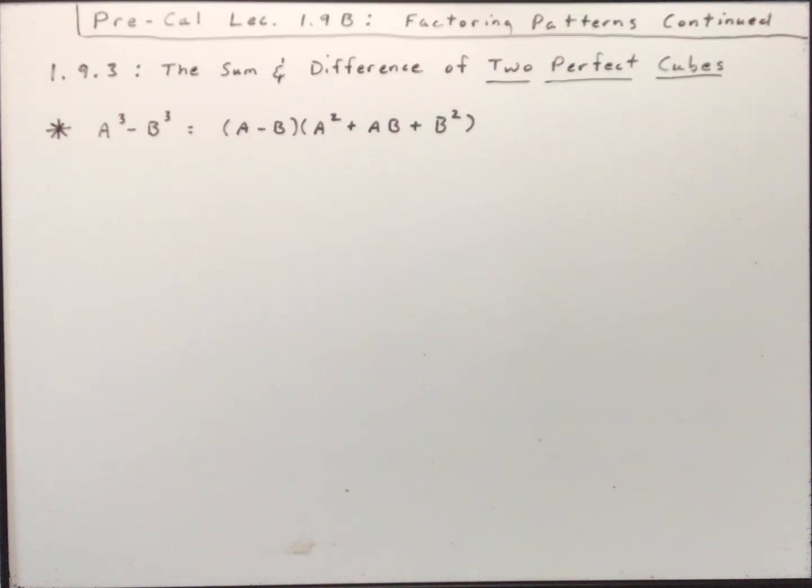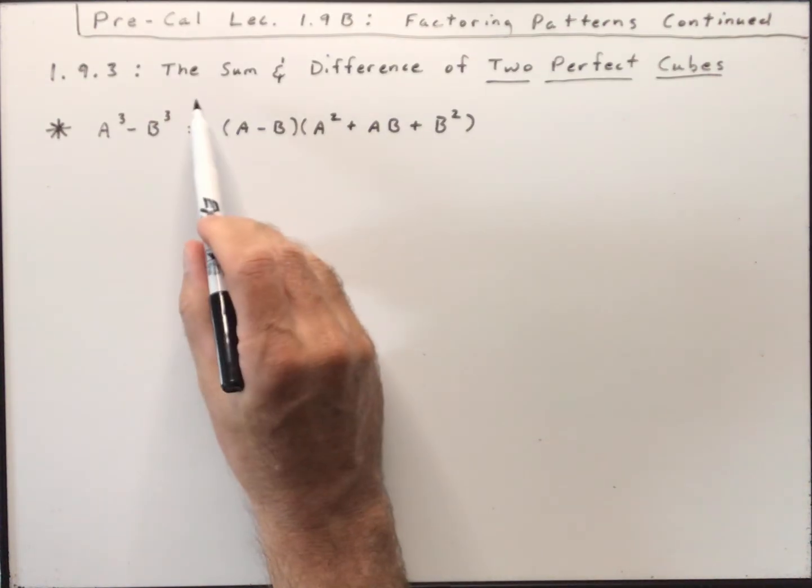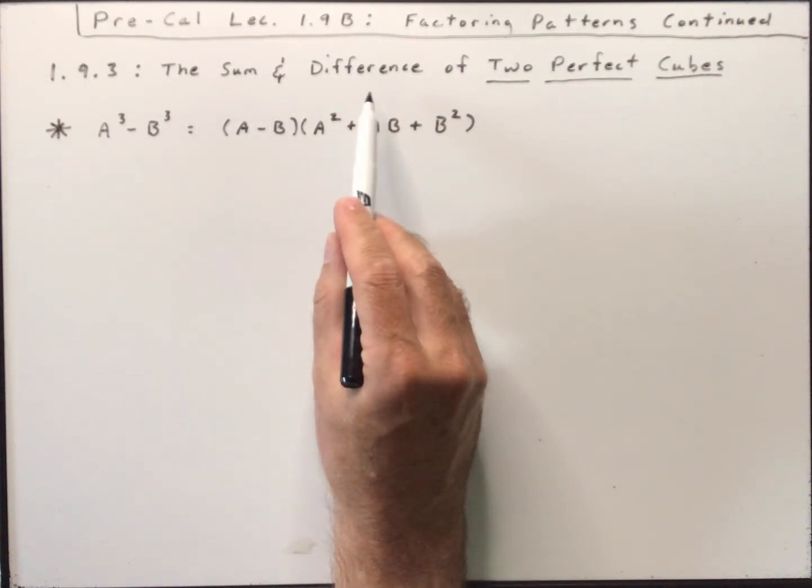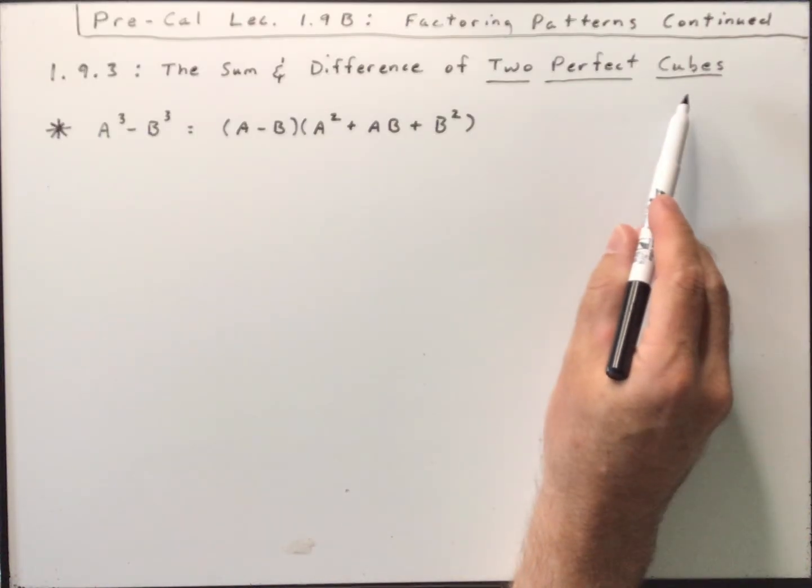Hello, welcome to Pre-Cal Lecture 1.9b, where we continue our discussion of factoring patterns. Section 1.9.3 is where we're going to learn to factor the sum and difference of two perfect cubes.